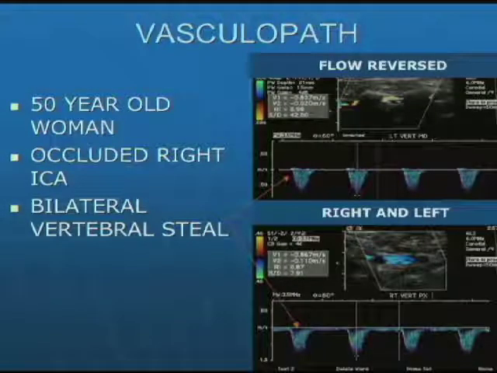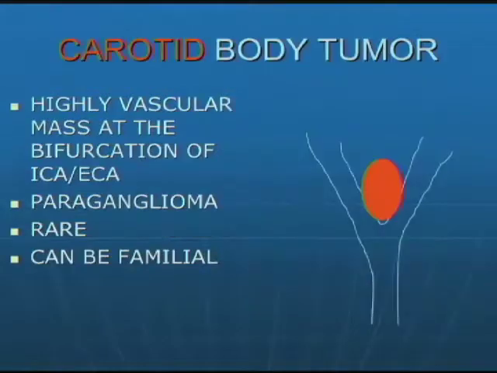This is an example of a vasculopath, a 50-year-old woman with an occluded right internal carotid artery, and she has bilateral vertebral artery steal disease with reversal of the vertebral flow on both sides.